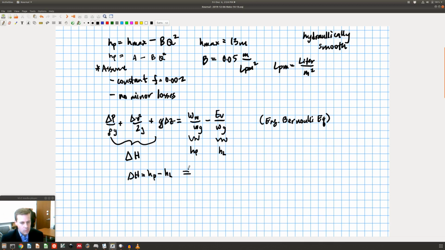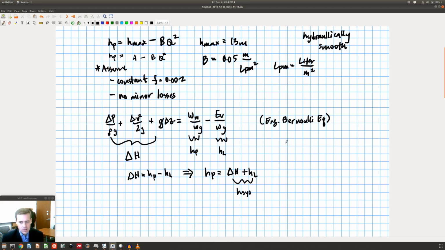It's more convenient to rewrite this a slightly different way: just rearrange and write this as the pump head is equal to the delta H of the system plus the head losses. And we call this the system demand. Here, the system demands this head, because this is what I need to overcome from my pressure, velocity, and change in height. And then these head losses are what I need to overcome with my pump. And these two have to be equal.